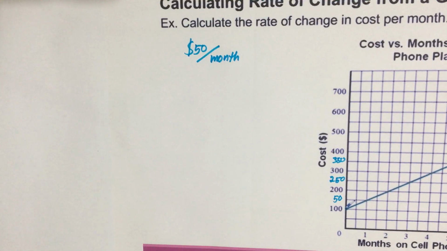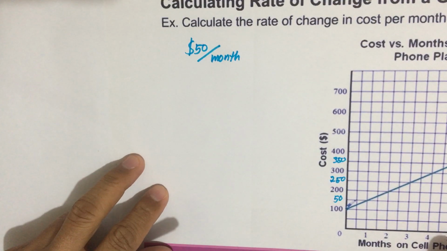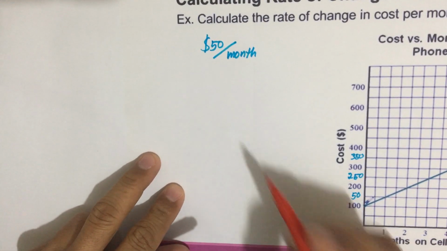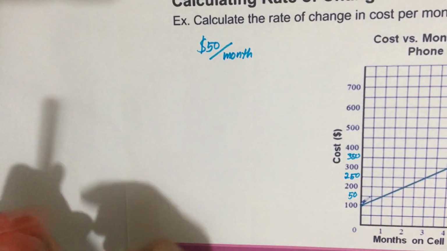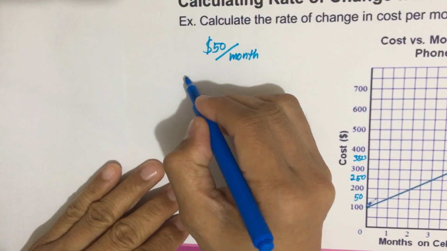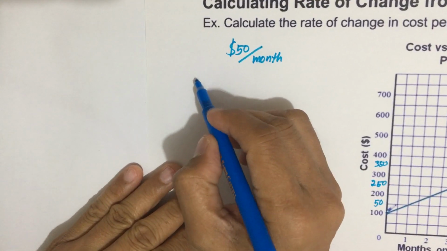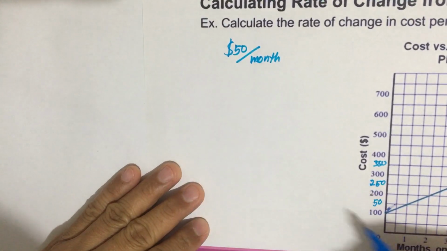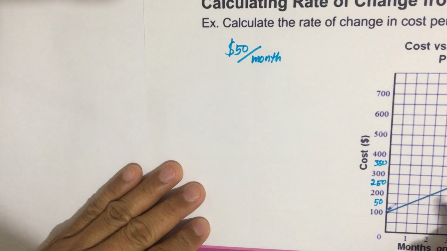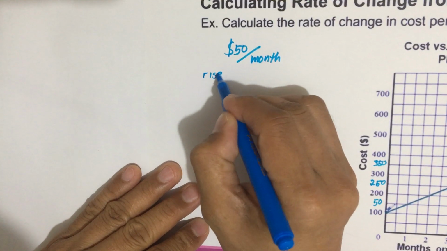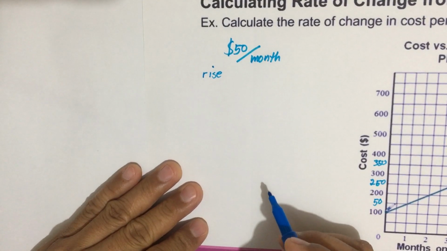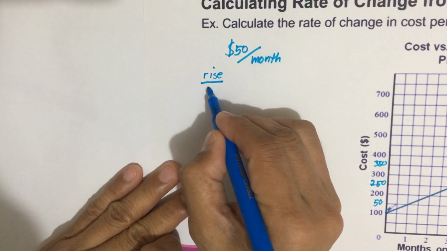So in that case, we are going to use the concept of rise over run. If you can still remember, in our analytic geometry, we have this concept. We have rise. So this is in the case that you cannot read the graph properly. So you can use this rise over run.